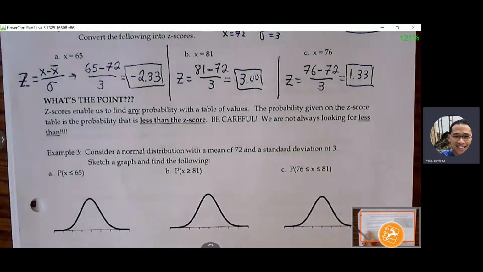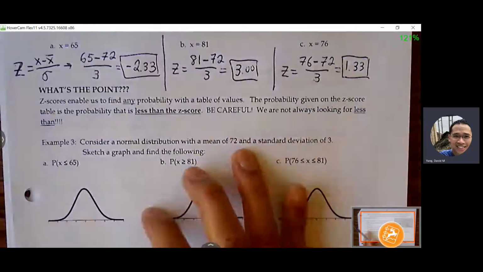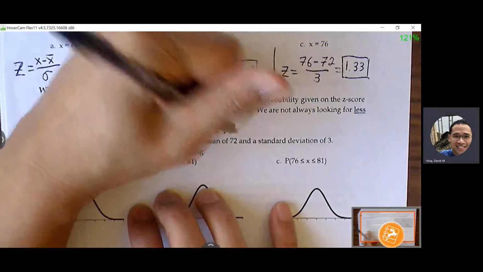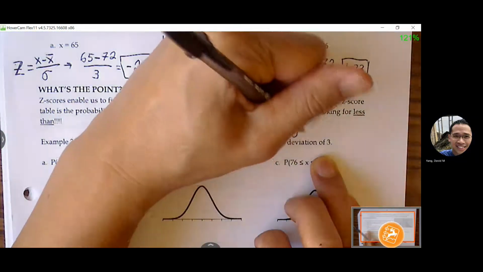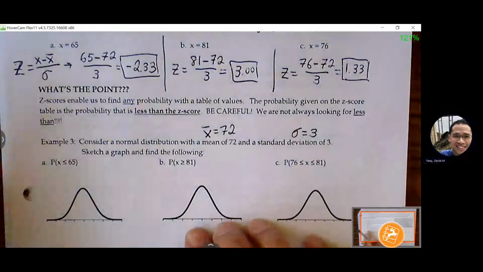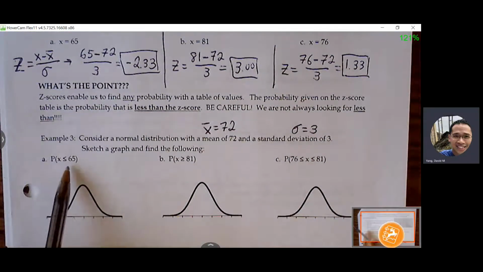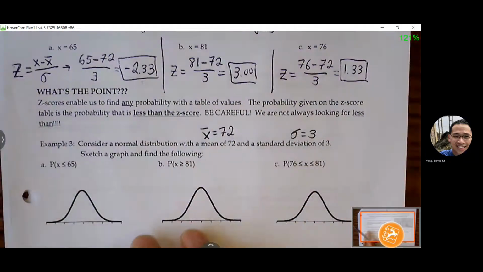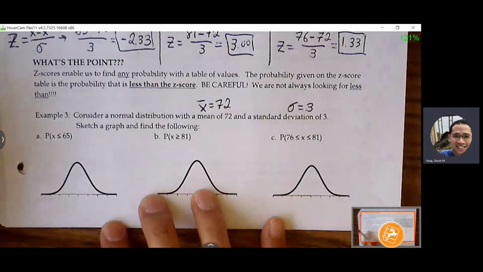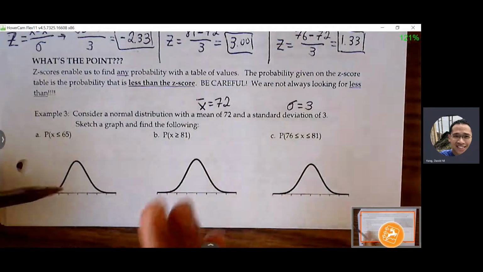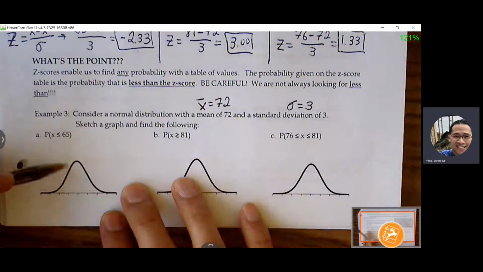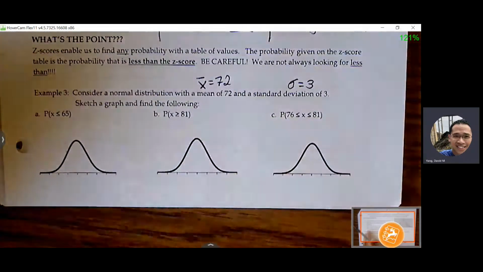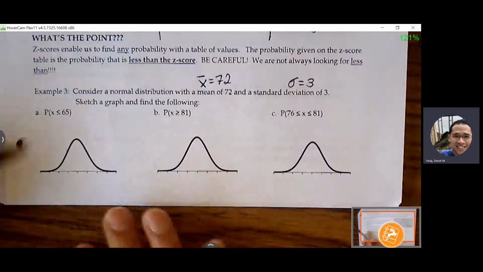Okay. So example 3, consider a normal distribution with a mean of 72. Let's go ahead and mark that down. We know, same as before, standard deviation, that's sigma. Okay, so 65, right? We found the z-score from above, which is negative 2.33. And just to show that we're not able to quite rely on just the percentages that we've done in the past, we're kind of in between slots here.